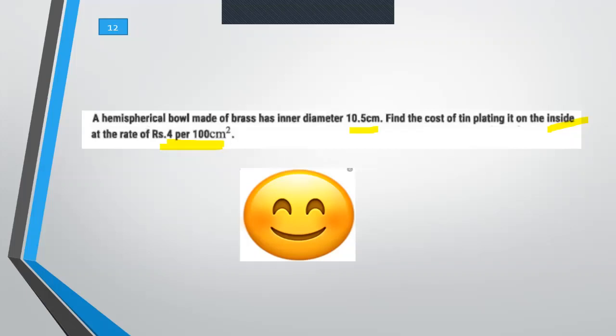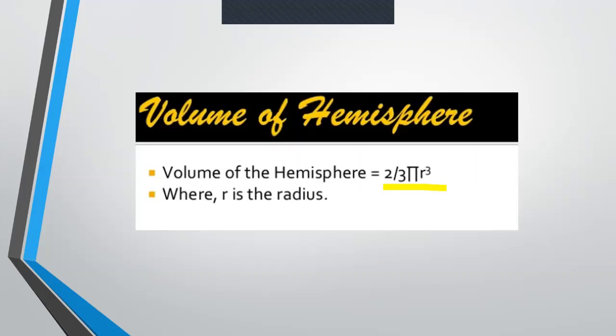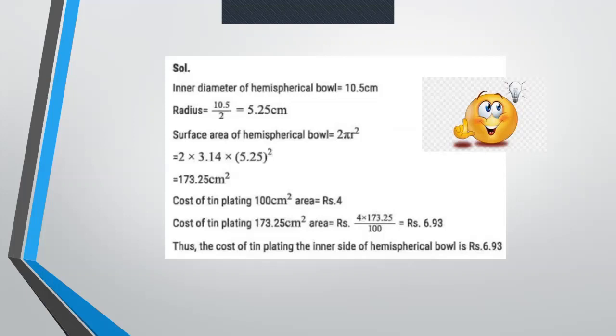Anybody with the answer? Ma'am, rupees 6.9. Always it should go, just a moment. It should go till 2 places of decimals. So 6.93. Okay. Shall I proceed? Yes, ma'am. Others? Yes, ma'am.